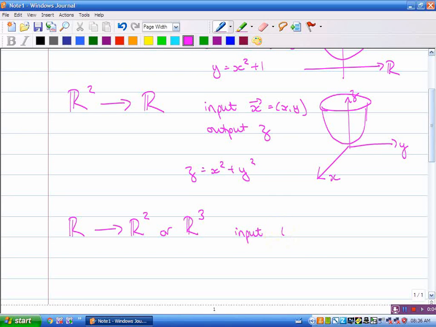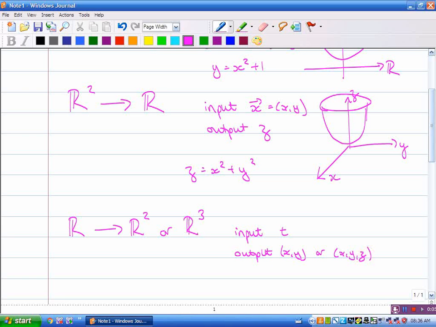Input would be t. We typically use t as our parameter letter, the letter we use to represent our parameter. Another very popular letter to represent a parameter is lambda, but basically it can be any letter that's not already being used for some other job in your problem. And your output would be x, y or x, y, z. So the picture that we would draw is something like that.